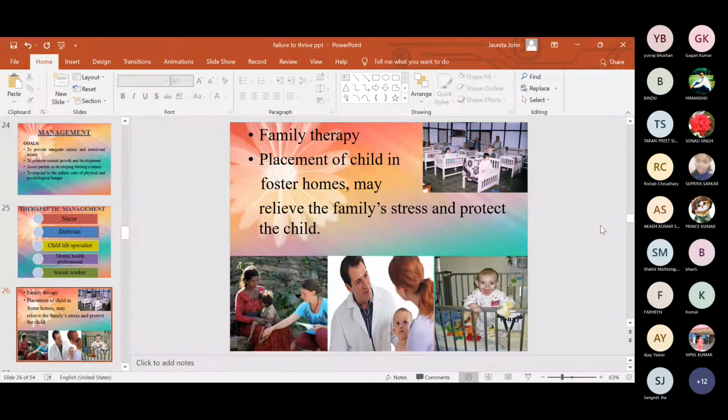Next is placement of child in foster homes may relieve the family stress and protect the child. Like see over there in the first picture you can see they have been kept together. Babies are placed in the particular area, and if the parents are unable to meet the demands of the baby, बच्चे को आप वहाँ पर छोड़ सकते हैं and family की stress थोड़ी कम हो जाएगी in order and baby भी protect हो सकती है वहाँ पर, उसकी nutrition के लिए भी they all will take care. Like this way also they can do.